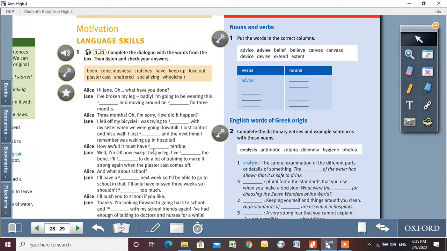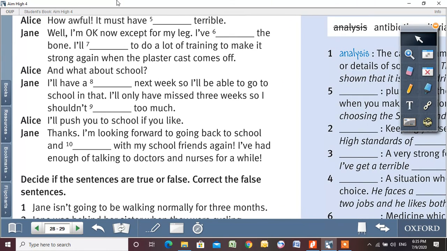Number 5, how awful, it must have been terrible. 6, I've shattered the bone. 7, I'll have to do a lot of training to make it strong again. 8, I'll have a wheelchair next week, so I'll be able to go to school in that.